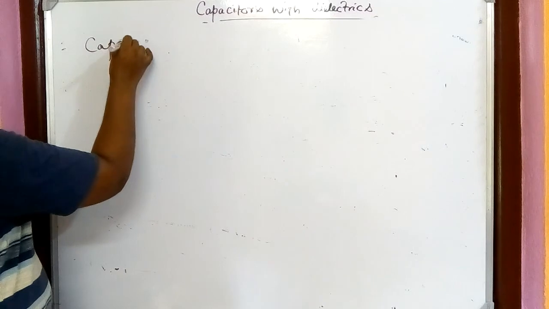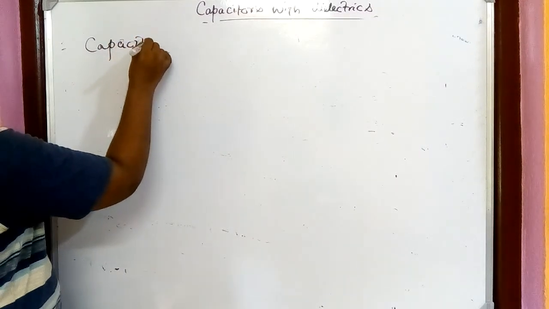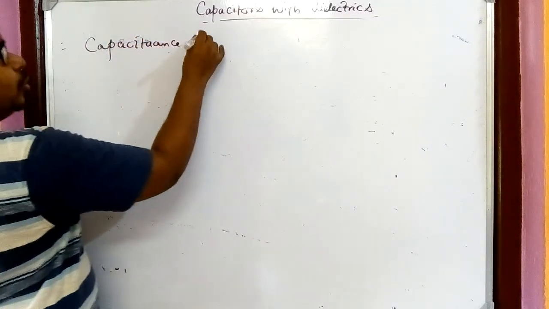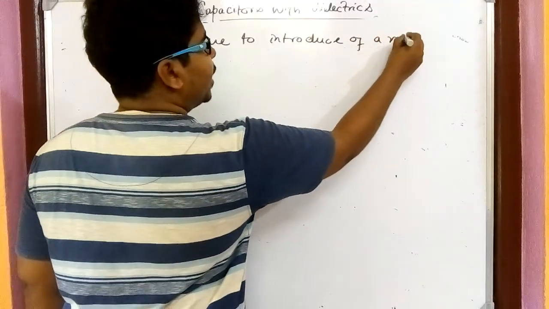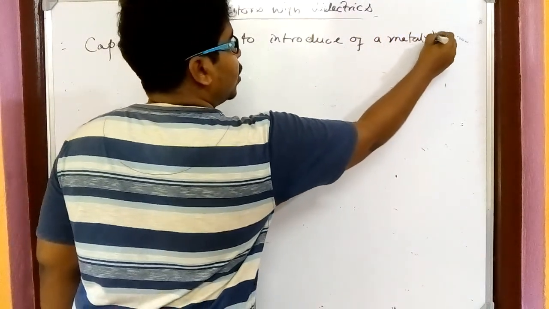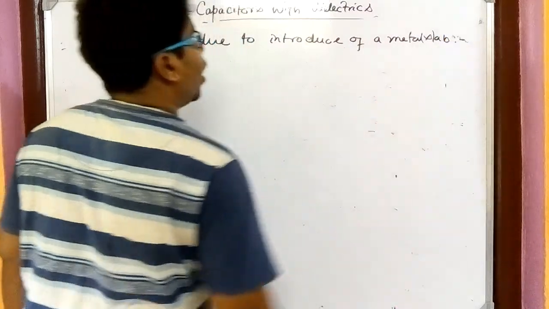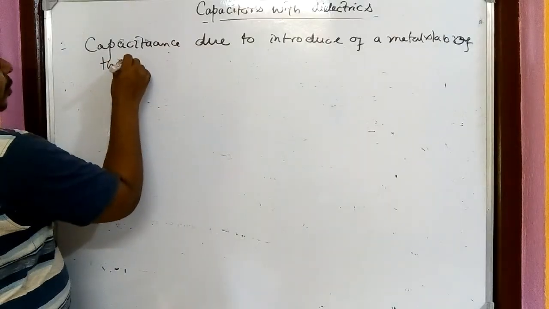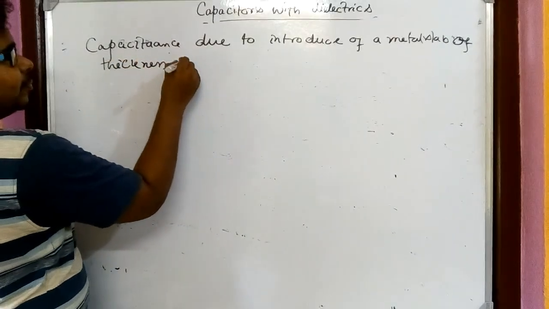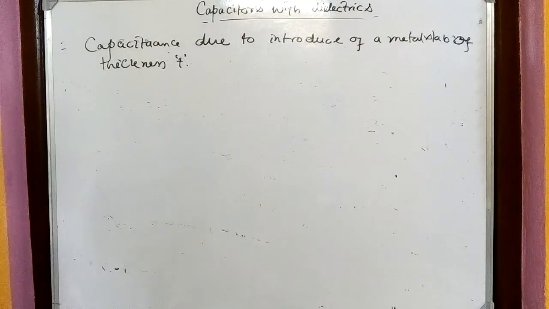Capacitance due to the introduction of a metal slab. It is not a dielectric. I have introduced a metal slab of thickness T. Okay, so how do we have to calculate it?